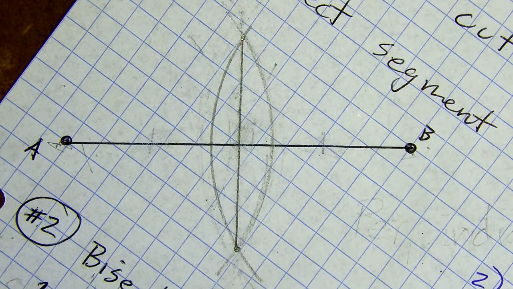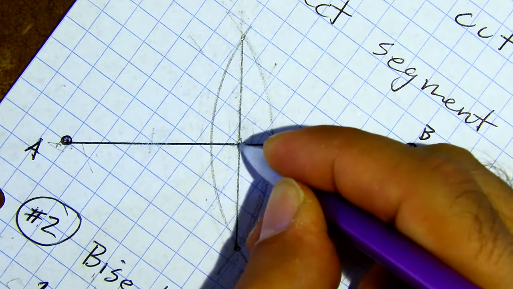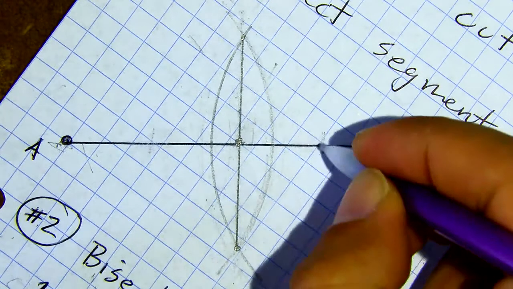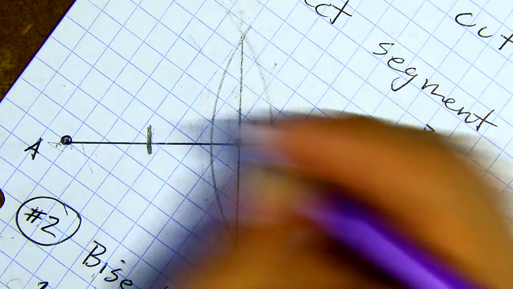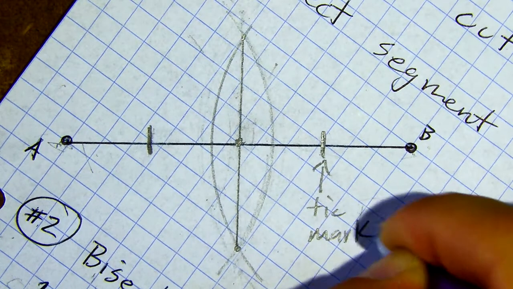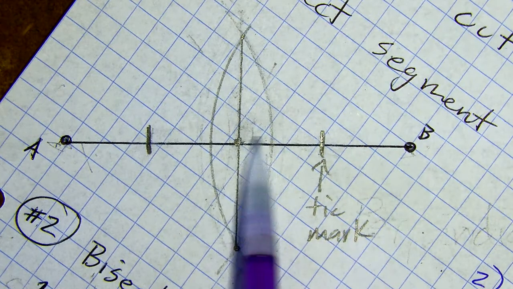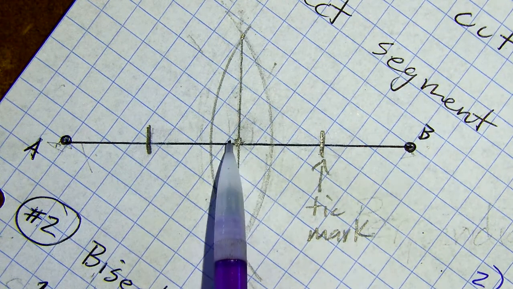Symmetric. There's a lot of symmetry in this. And one thing we do is we make tick marks. If this is the bisection, which is what we've just done, make a tick mark on each side. These are called tick marks. Tick marks say that they're the same length. So this is saying that the bisection to B is the same as the bisection to A.